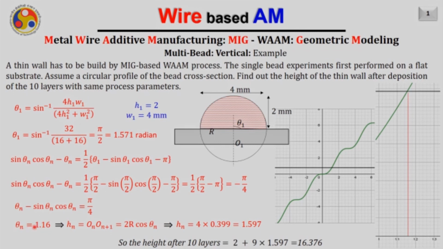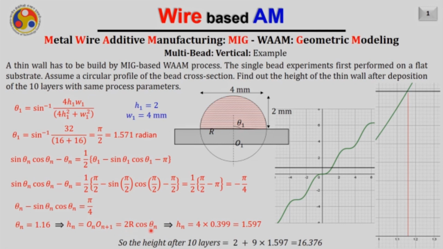Once I have the value of theta n, I can easily obtain the height of the bead obtained after deposition in the nth layer. The height of the bead in the nth layer will be equal to On On plus 1, which we have already seen, and it will be equal to 2r cos theta n. Now the value of r is 2 here, because theta 1 was pi by 2. We can easily find r by simple geometry, and in this case it is very easy to observe that r will be the same as the height. This is because theta 1 is pi by 2, therefore r will be equal to h1.